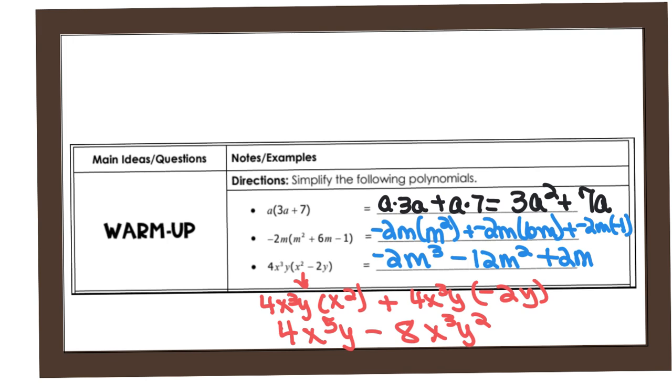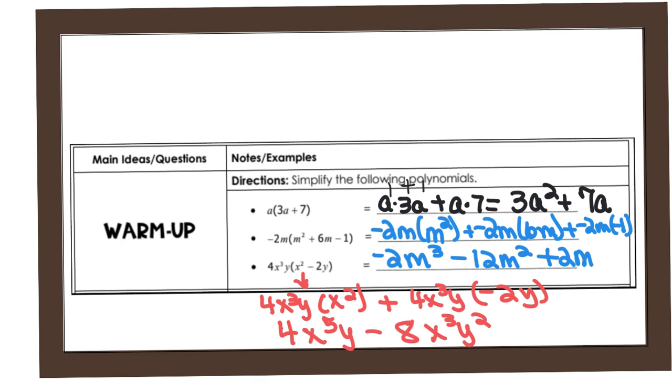Right, this is warm-up in terms of what we were doing before with distributive property. And I have gone through and shown each of the problems. On the first one, we are multiplying everything in the parentheses by the a outside, which means that we have a times 3a plus a times 7. We know that when we multiply variables, we must add the exponents. Therefore, a times a gives me a squared.